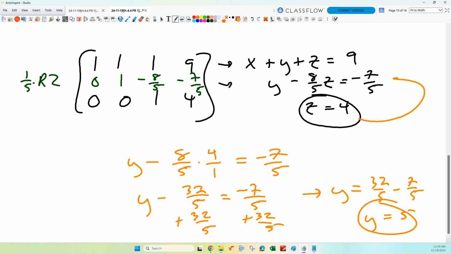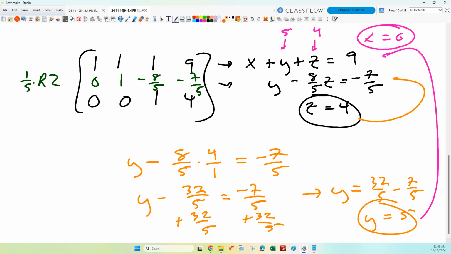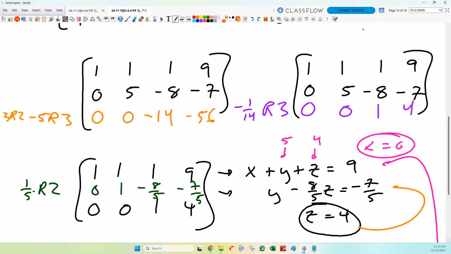Now what? x is 0. Yeah, plug them into the top row, right? So this is going to become y is 5, z is 4. Pretty trivial to solve for x. What do we get? 0, right? x plus 9 equals 9. So x equals 0. Agreed? Okay, let's go back to here.